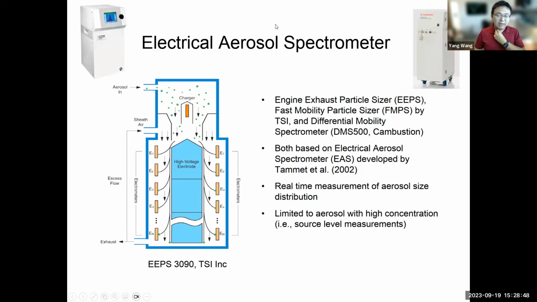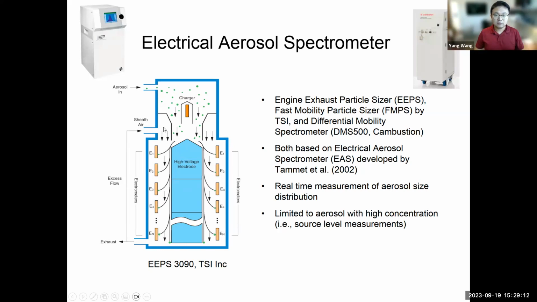So remember we had this DMA column here, right? Instead of sending the classified aerosols through the inner electrode, this instrument will put electrometers at different locations on the outer electrode. So the aerosols are being introduced from the inner electrode, right?